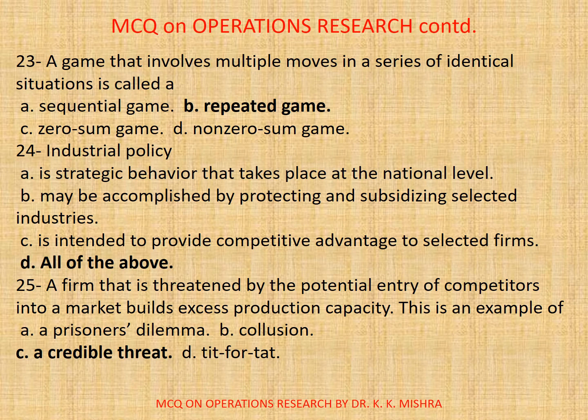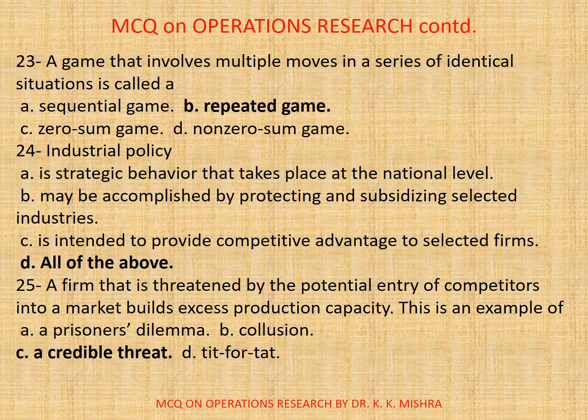23. A game that involves multiple moves in a series of identical situations is called a, correct option is B, repeated game. 24. Industrial policy: A. Is strategic behavior that takes place at the national level. B. May be accomplished by protecting and subsidizing selected industries. C. Is intended to provide competitive advantage to selected firms. Or D. All of the above. The correct option is D, all of the above.